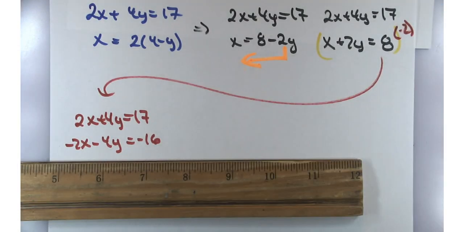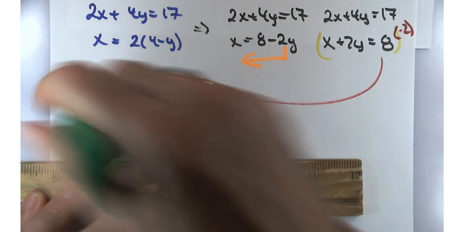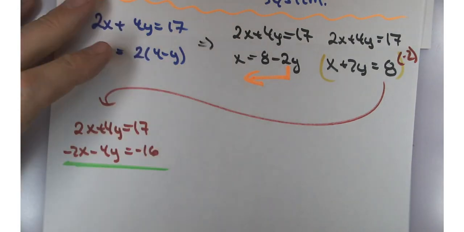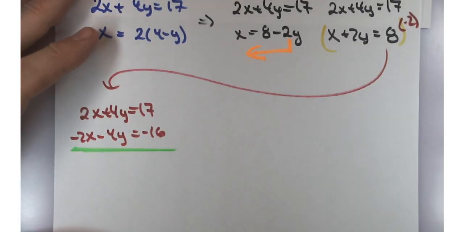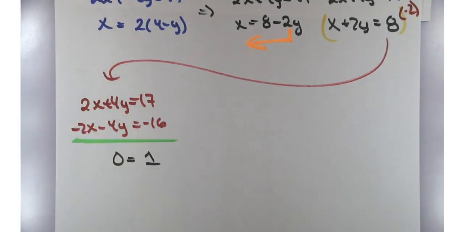Pfeiffer, when I add these two equations together, what do I get? 0 equals 1. So again, all our variables are dropping out. That's kind of a bummer. But that is kind of bizarre. 0 equals 1. What do you think's going on?